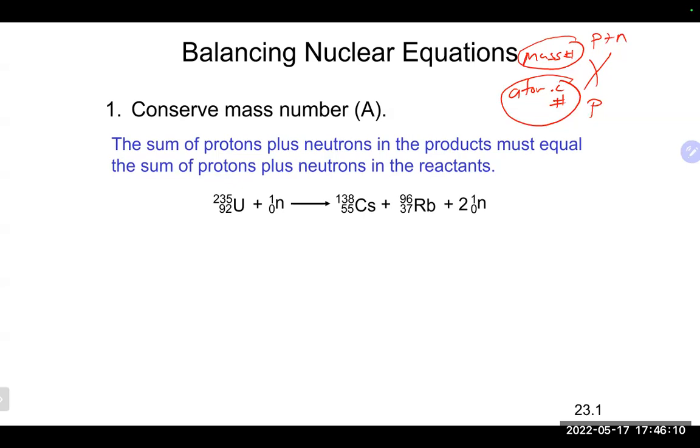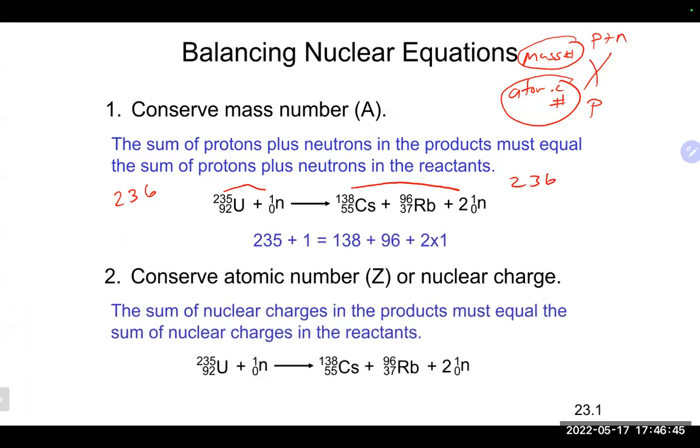And when we add up all the mass numbers on the left-hand side here, they need to equal all the mass numbers that you add up here on the right-hand side. So here we have 235 and 1, which gives you 236 on the left-hand side. On the right-hand side, we got 138 plus 96, and we would also multiply 2 times 1 there on top, and that would give us 2 more, which would give us 236 on the right-hand side.